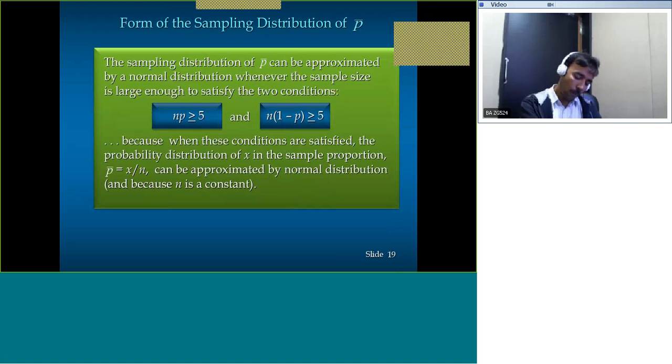Correct. Now, what distribution does your P bar follow? That is an interesting question. If your sample size is large enough, the condition is small n into small p greater than or equal to 5 and small n into small q, that is 1 minus p, greater than or equal to 5, then you can treat your sample as large, and in such a case your P bar follows normal distribution.